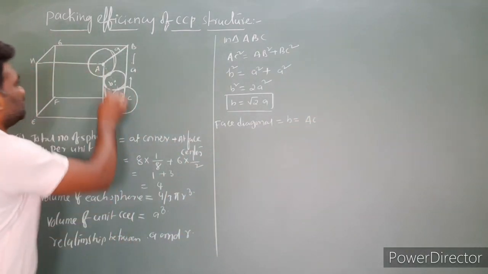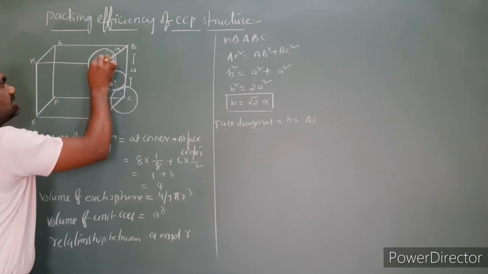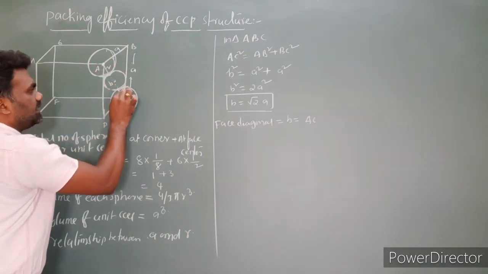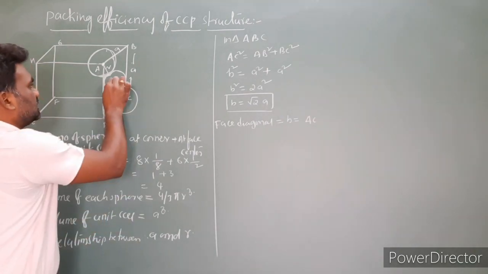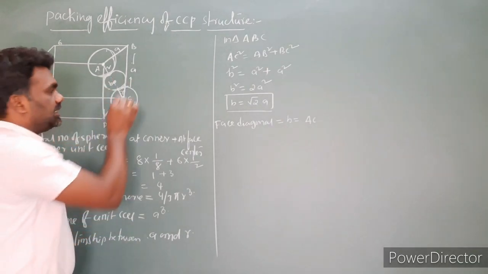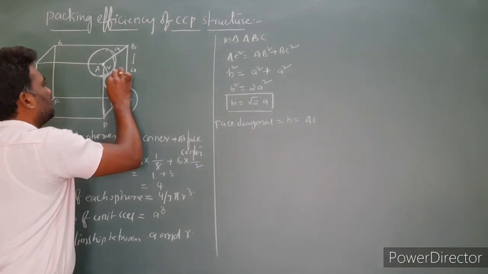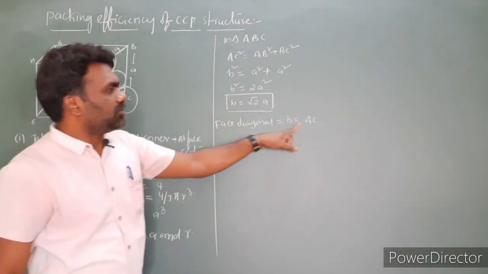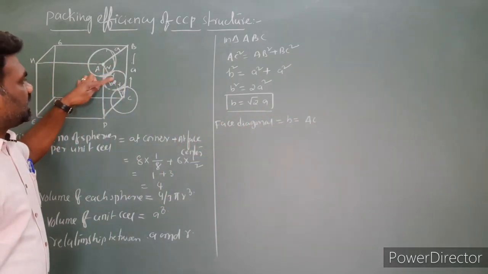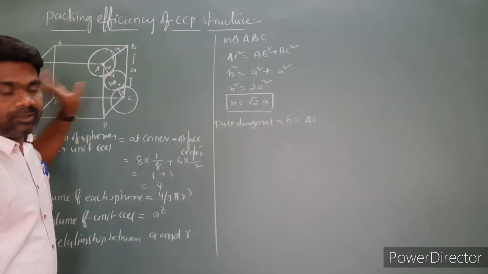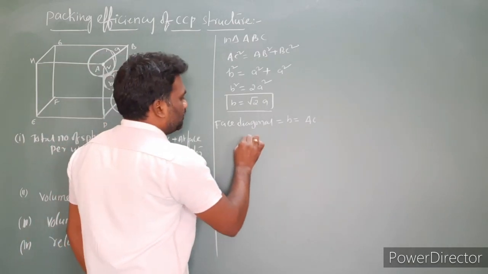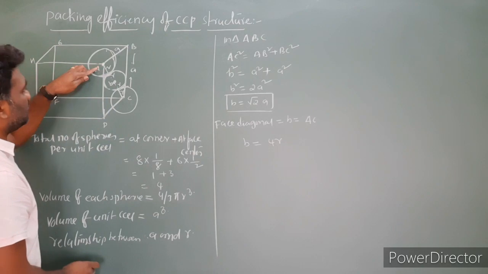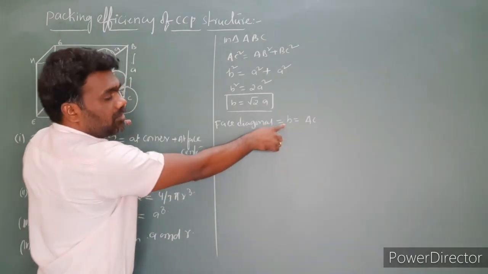We know very well that this is a sphere, its radius I am labeling as R. This is the corner sphere, its radius is R. This is the sphere present in the face center, its radius is R. So the face diagonal AC, that is B, is equal to R plus R plus R plus R. Total we have is 4R. So face diagonal B is equal to 4R.